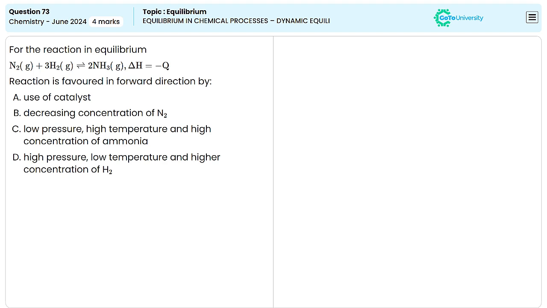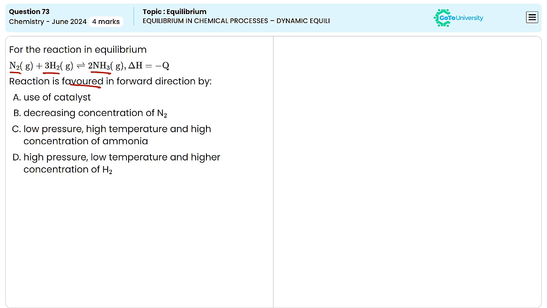In this question, a balanced equation for the preparation of ammonia from nitrogen and hydrogen by the Haber process is given. We have to identify the conditions in which ammonia can be produced favorably. The effect of different factors on equilibrium can be explained by using Le Chatelier's principle.